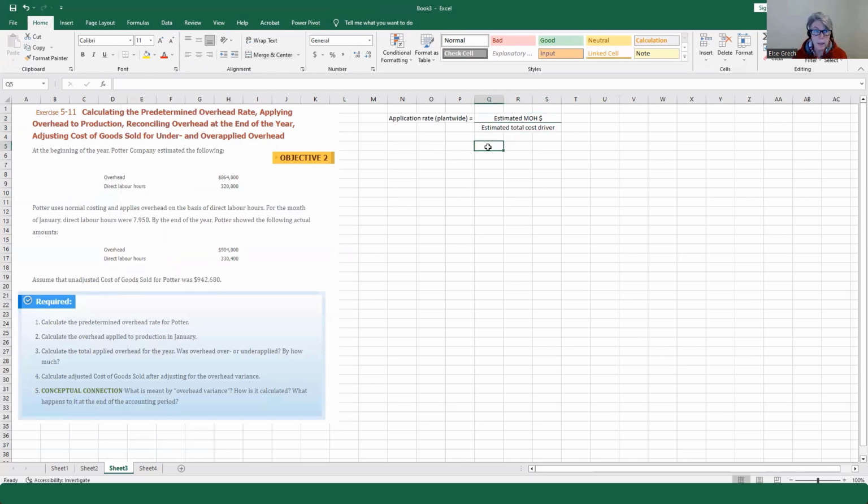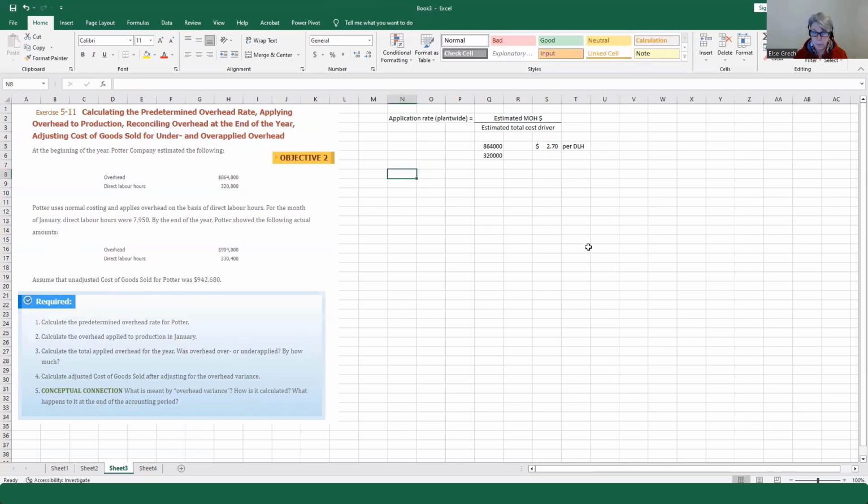So let's just calculate it. We know the overhead estimated is 864,000 and the direct labor hours is 320,000. And so that means our application rate is going to be 2.7 per direct labor hour. So for every direct labor hour, overhead is going to be $2.70. I'm going to just change it into that. There we go. Now, calculate the predetermined overhead rate. Done.